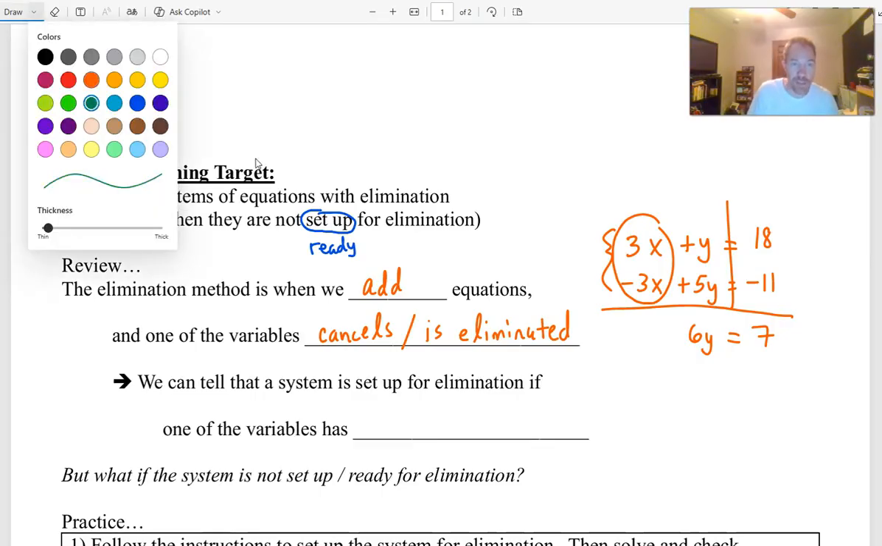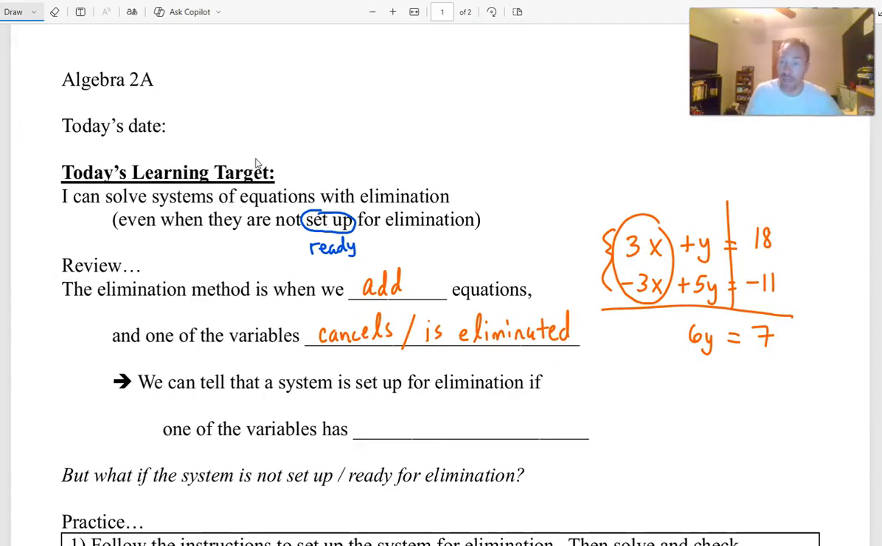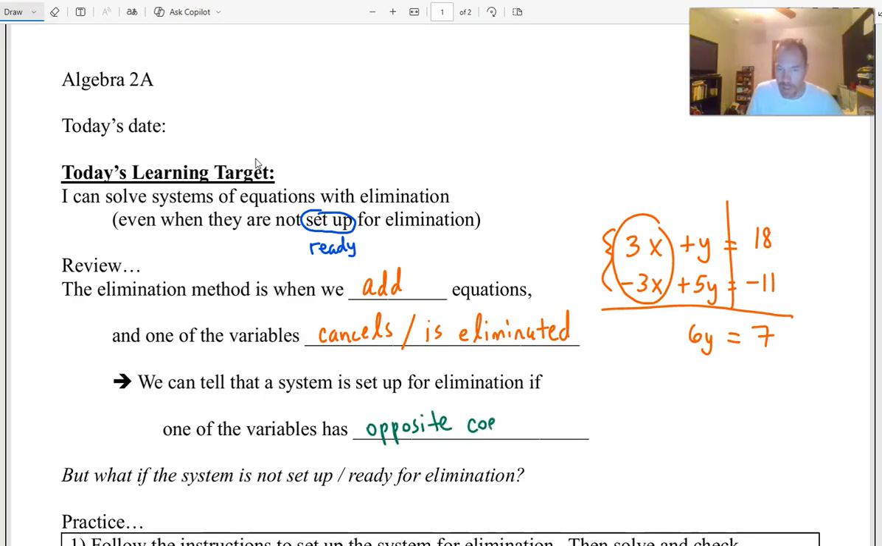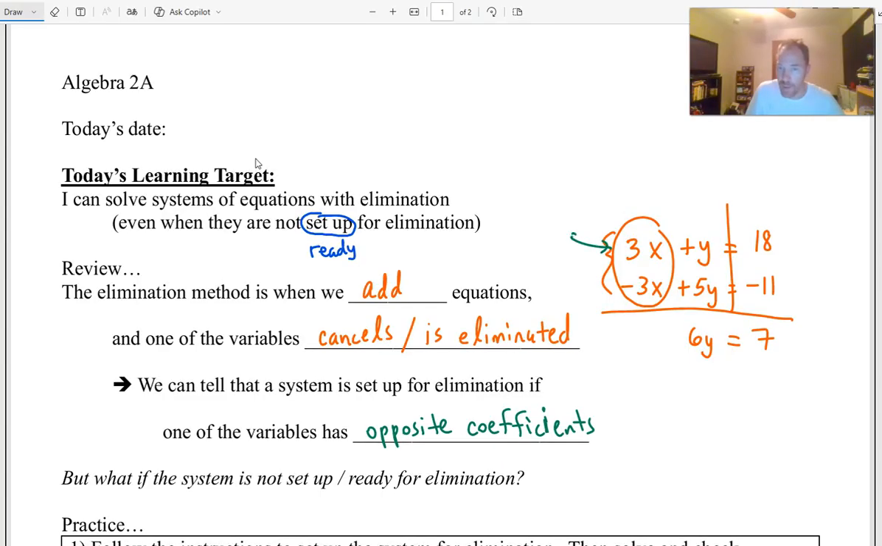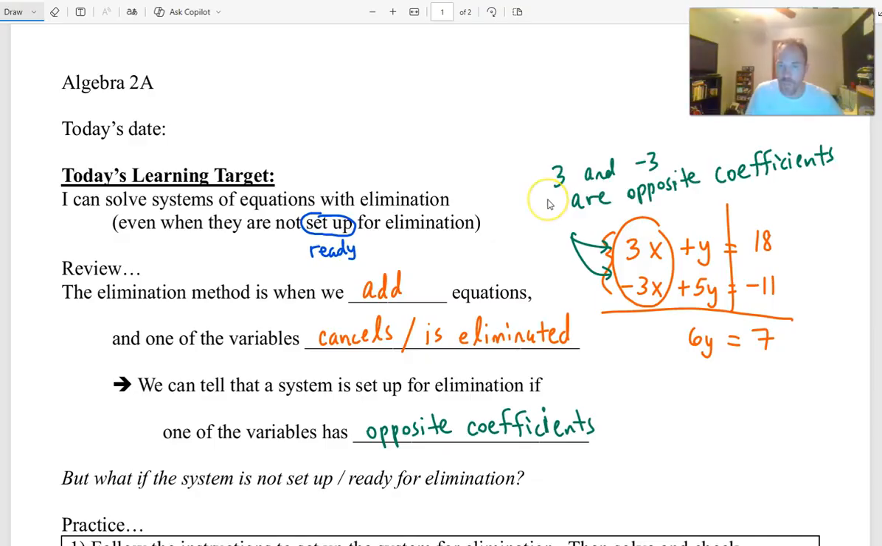So how can we tell that a system is set up for elimination? We can tell if one of the variables has opposite coefficients. In the example we just had, we had the positive 3x and the negative 3x. Those are opposite coefficients. Let me write it out. 3 and negative 3 are opposite coefficients. When you add those together, it's 0. 3 plus negative 3 is 0. 3x plus negative 3x is 0x, which is 0.